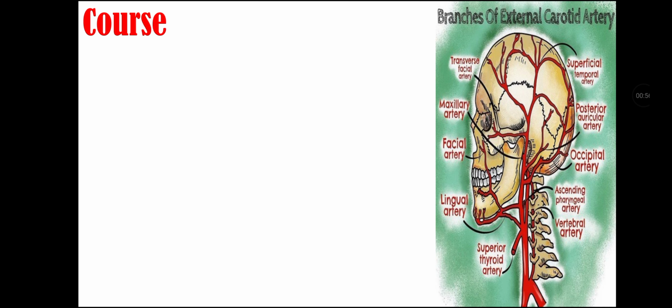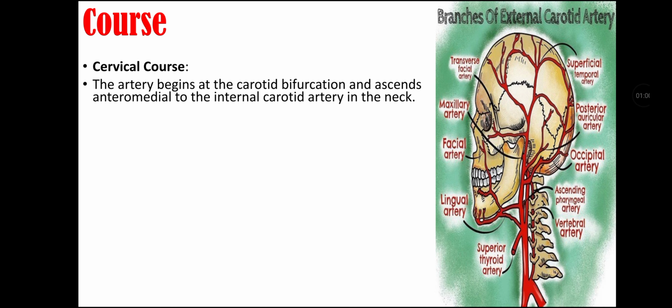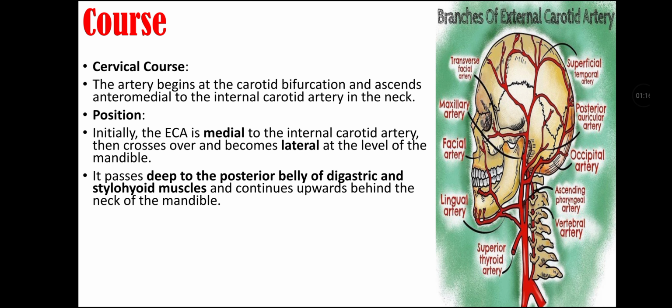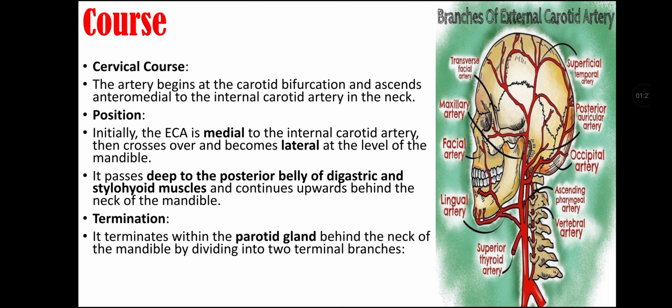Course of external carotid artery. First, there is cervical course. It starts when artery begins at the carotid bifurcation and ascends anterior medial to internal carotid artery in the neck. Position. Initially, external carotid artery is medial to internal carotid artery, then crosses over and becomes lateral to the level of mandible. Then it passes deep to posterior belly of digastric and stylohyoid muscle and continue upward behind the neck of mandible.